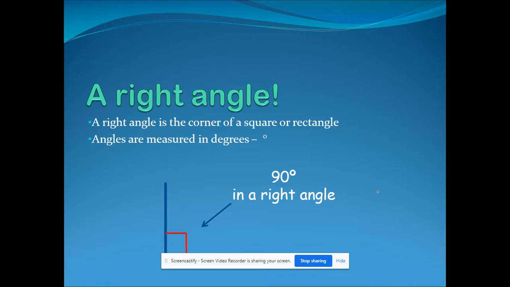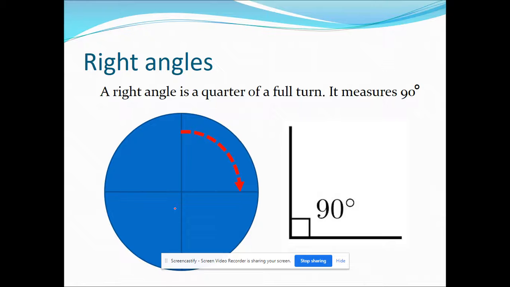Let's start with a right angle. A right angle is the corner of a square or a rectangle. Angles are measured in degrees. Now, this is a right angle. You either see it in a square or a rectangle. I really like the right angle because you can easily identify it. It's not so hard to identify.